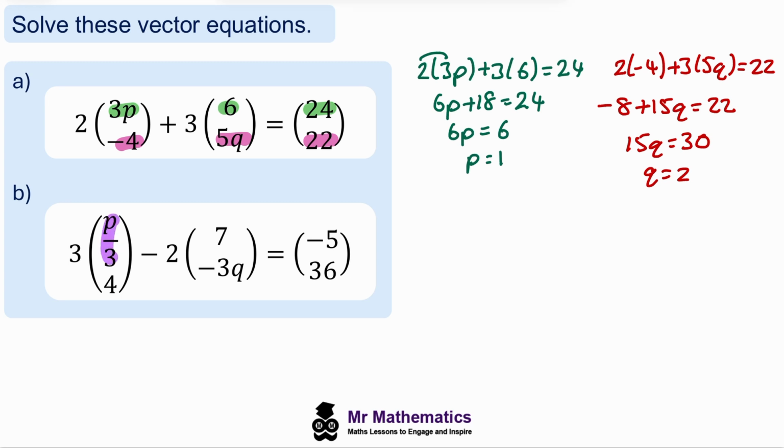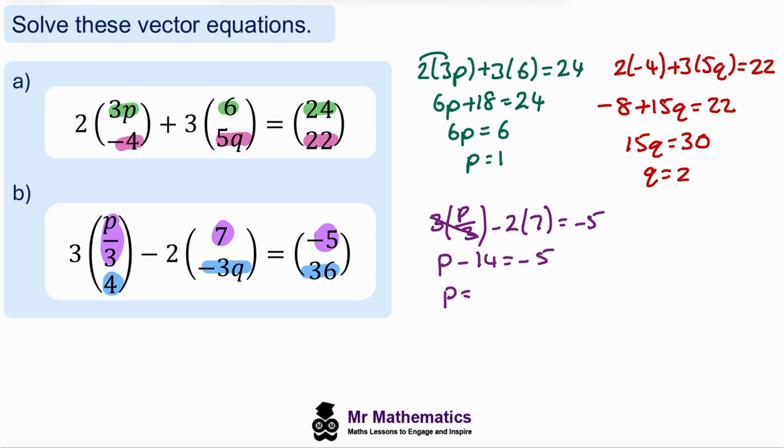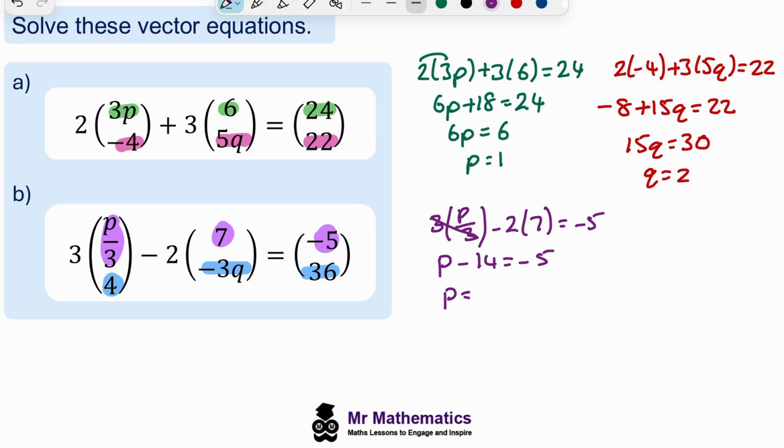So we've got our horizontal and we've got our vertical. We'll expand this out. 3 multiplied by p over 3 minus 2 lots of 7 will equal negative 5. These will cancel, so p minus 14 will equal negative 5. So p must equal negative 5 plus 14, which gives us positive 9.